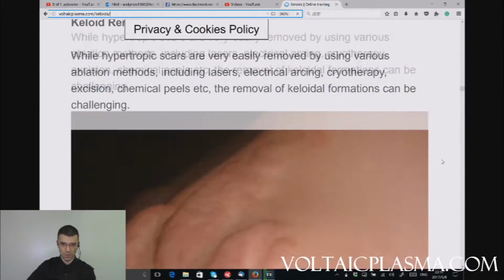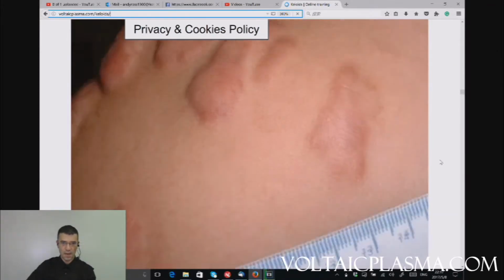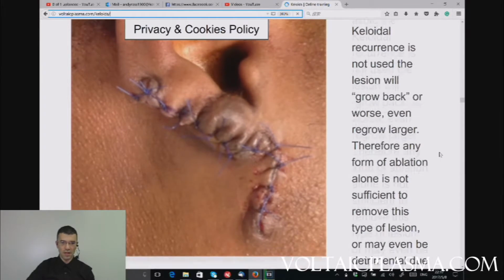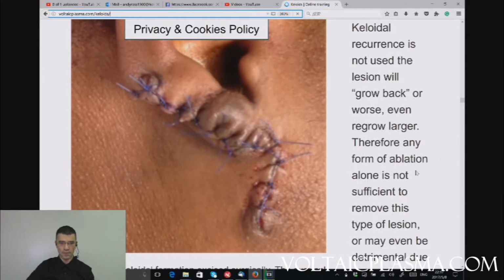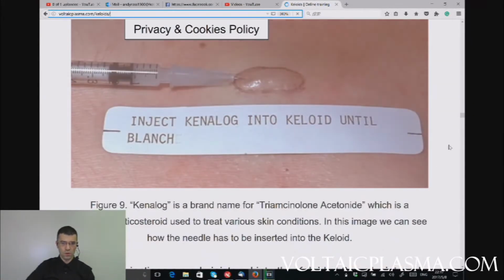Also another picture here of keloids that gives you an idea of the size of these keloids. It's a good picture because it shows you that they can occur also on skin types 1 and 2, but they're more predominant on skin types 4, 5, and 6. This is another picture to show you a surgical procedure to remove a keloid, quite a typical procedure. And also this is another picture showing you one of the possible treatments of keloids.